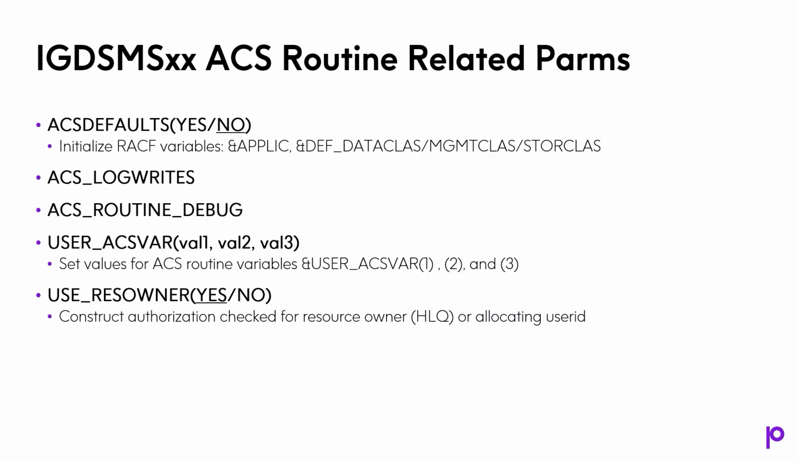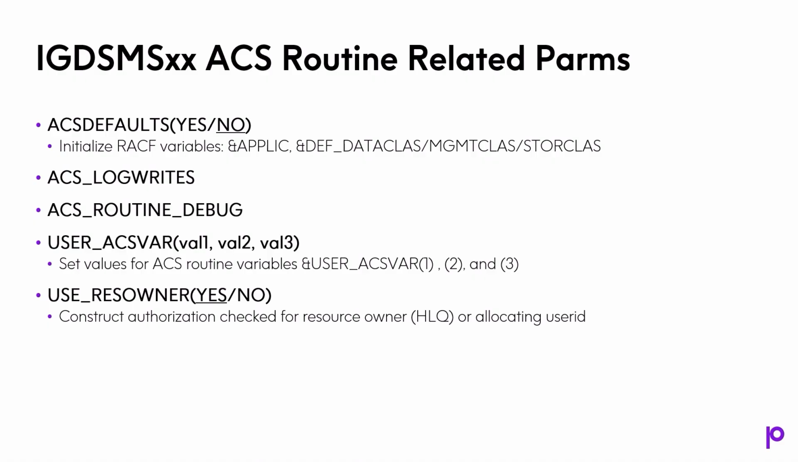And so certain RACF variables, the application name and default data class, default management class, default storage class, that is from the RACF defaults for that user, become available in the ACS routines. If you're not using those variables, there's no reason to set ACS defaults yes. We talked about log writes and ACS routine debug. A lot of people aren't aware that there are actually user variables you can reference in the ACS routines. There are 3 user variables, user underscore ACS var 1, 2, and 3, and you can set the values.